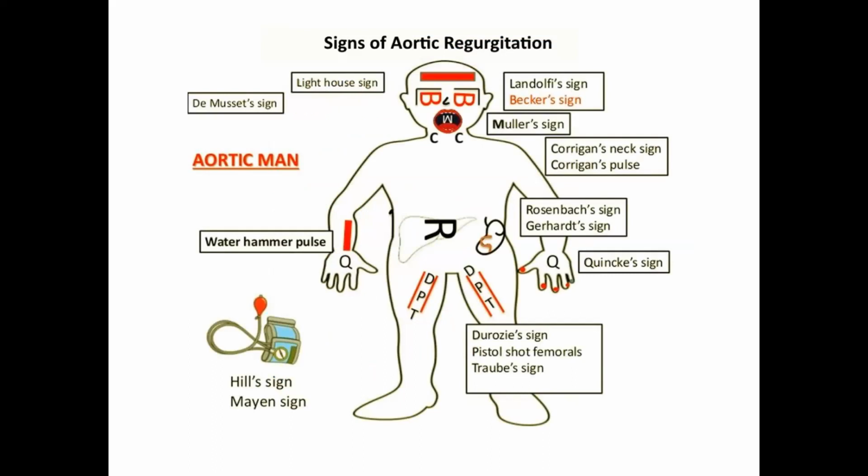In aortic regurgitation, there are dancing carotids, Corrigan sign, Muller sign, Becker sign, Landolfi sign, lighthouse sign, De Musset sign, water hammer pulse, Rosenbach sign. These are very, very important. These signs can be asked in the question.